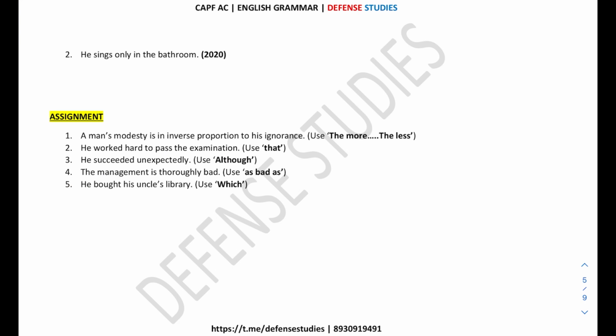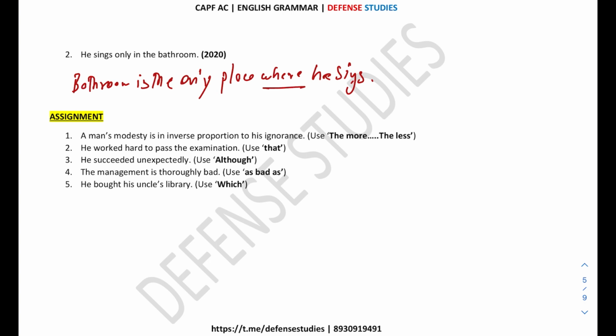Next, this question was asked in CAPF 2020. The sentence was: he sings only in the bathroom. How can you convert this sentence into a complex sentence? We can convert it this way: the bathroom is the only place where he sings. So in this way you can convert. We have used where as a subordinating conjunction, and the other idea is converted this way. The bathroom is the only place where he sings.